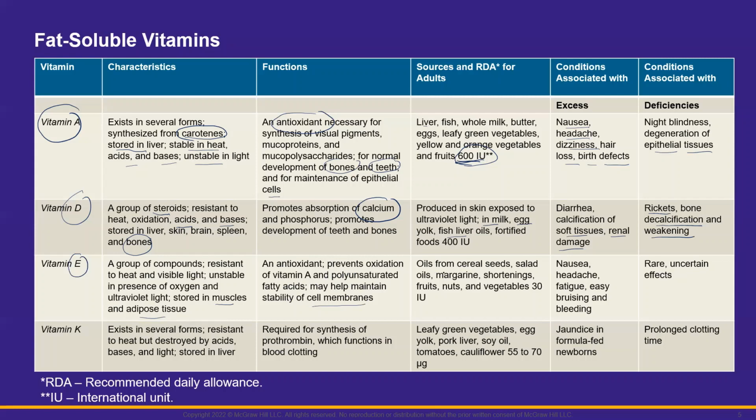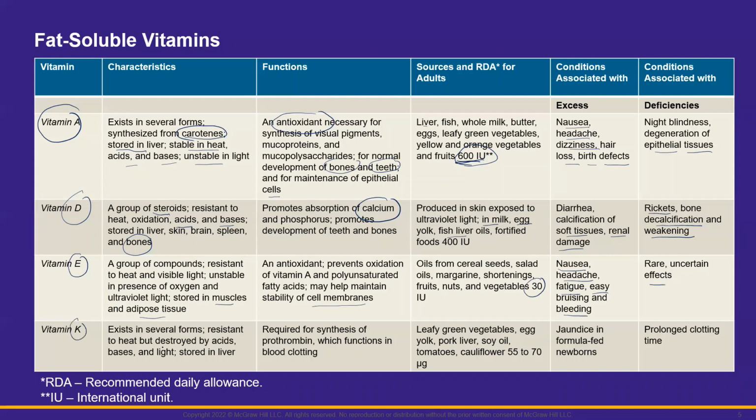The sources are oils from cereal seed, salad oils, margarine, shortening, fruit, nuts, and vegetables. They have a lot of vitamin E. Daily intake recommended is actually only 30 IU. What happens if you take excess vitamin E? It can cause nausea, headache, fatigue, easy bruising, and bleeding. Deficiency is usually rare and usually has uncertain effects.